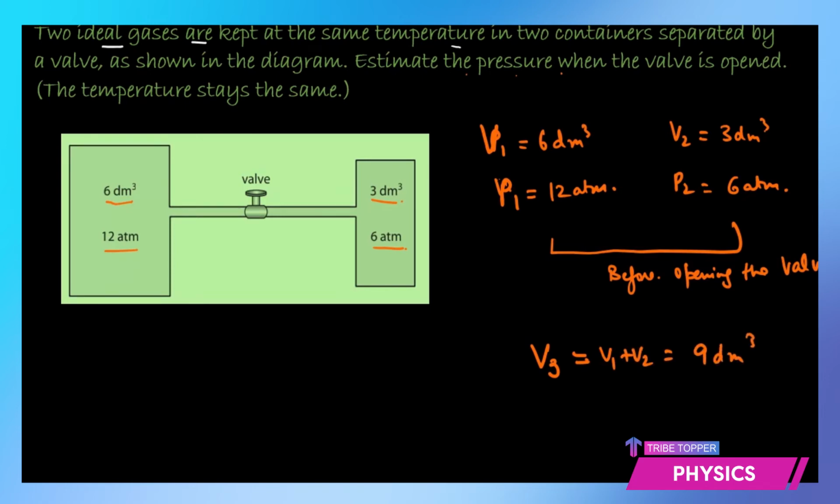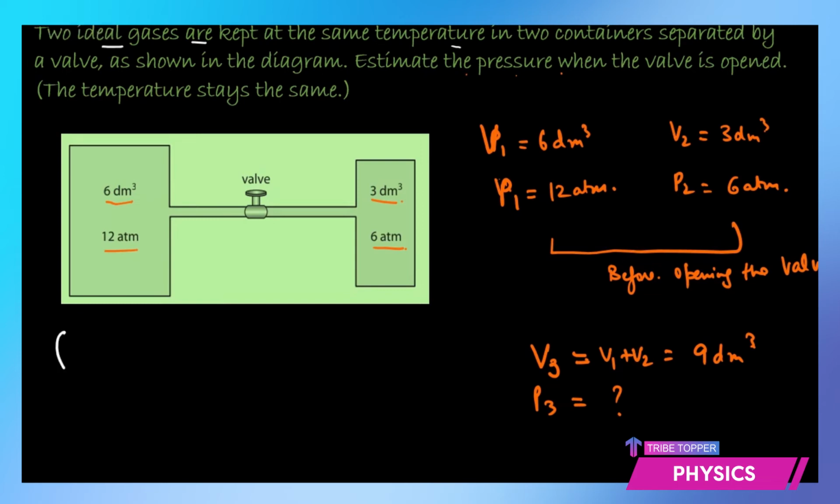This is a very obvious situation that once you open the valve, the two gases will mix up. So the total volume has to be 9. And what will be the new pressure? That we have to figure out. So we are going to use the equation which I have told you in the earlier sessions, that P1 V1 is equal to P2 V2.